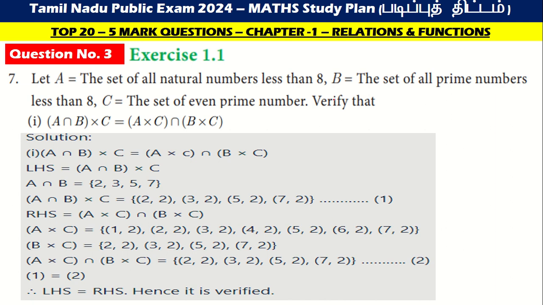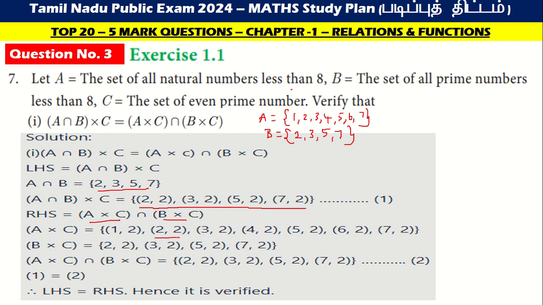Let A be the set of all natural numbers less than 8, and B the set of all prime numbers less than 8. So A is equal to {1, 2, 3, 4, 5, 6, 7} and B is equal to the prime numbers less than 8, that is {2, 3, 5, 7}. Putting it together, A intersection B gives {2, 3, 5, 7}. Then A intersection B cross C is evaluated, and on the RHS we take A cross C and B cross C, which gives 1, 2; 2, 2; 3, 2; 4, 2; 5, 2; 6, 2 and 7, 2.